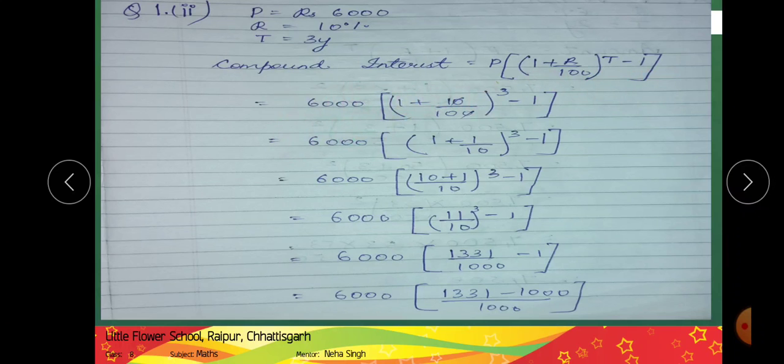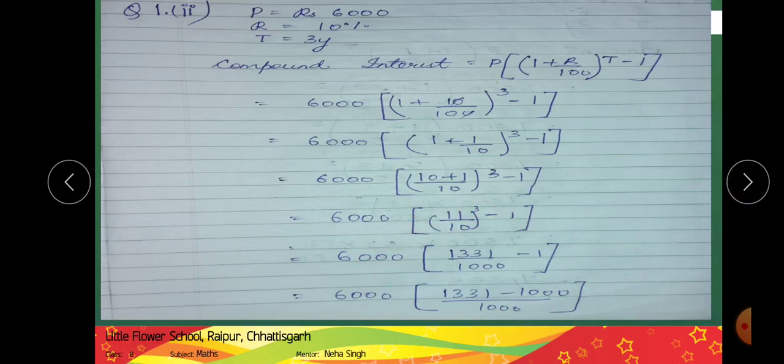So 6000 into, this 0 and 0 get cancelled, 1 upon 10, cube, and minus 1. Right? So 6000 into 10 plus 1 upon 10, cube, minus 1. 6000 into 11 cube upon 10 minus 1. 11 cube is, we will multiply 11 three times. 11 into 11 is 121, and 121 into 11 is 1331.